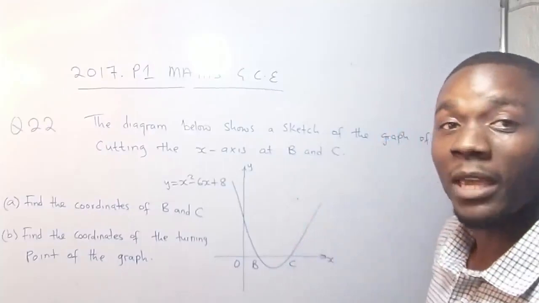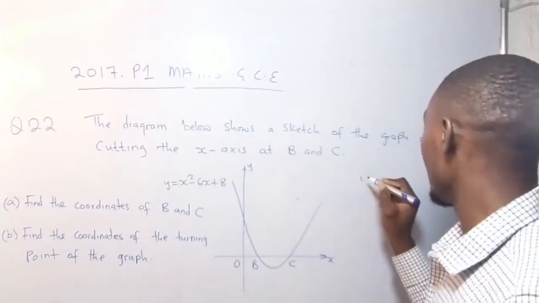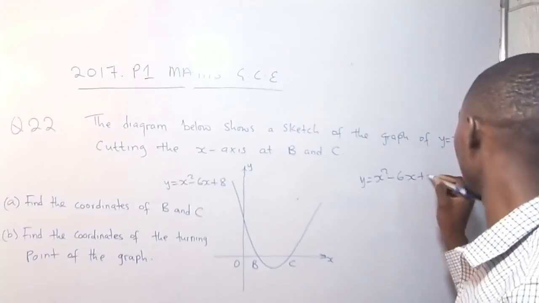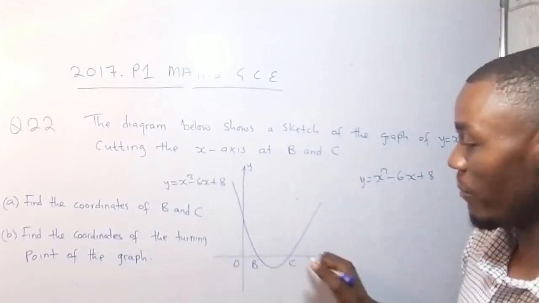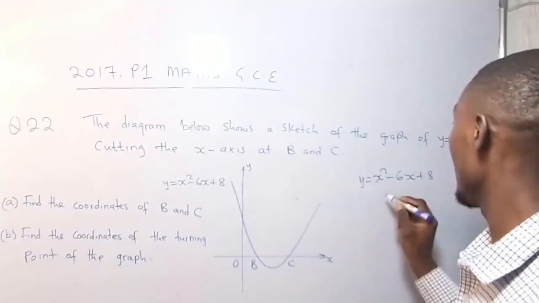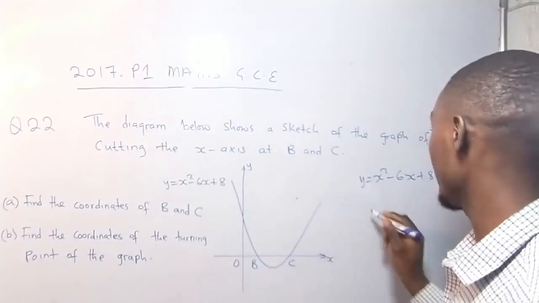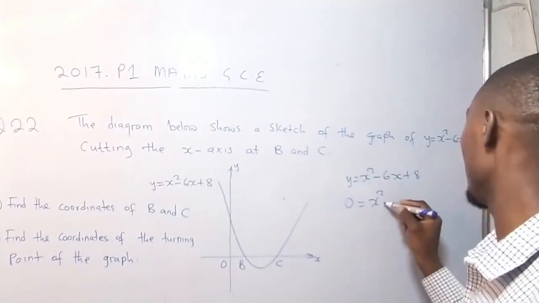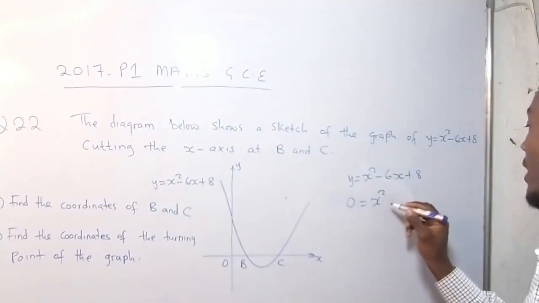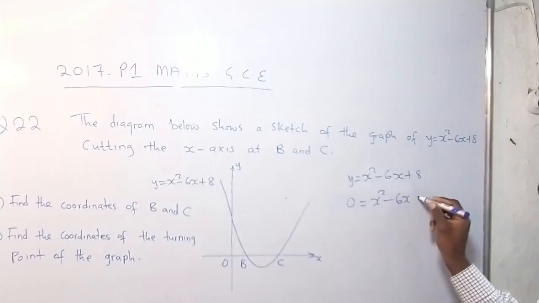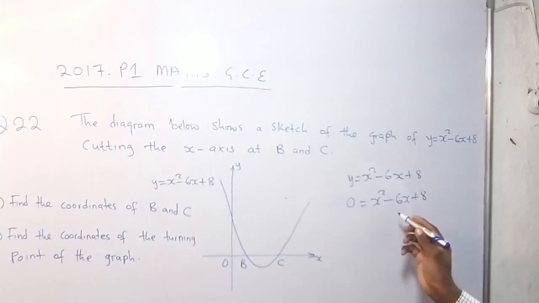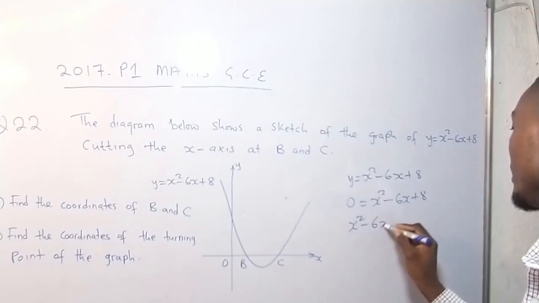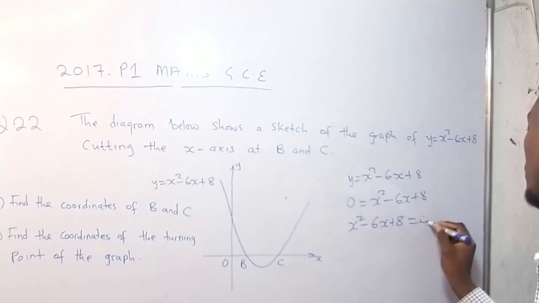Therefore, y is equal to x squared minus 6x plus 8. Since the points lie on the x-axis, the value of y is 0. So we have 0 equals x squared minus 6x plus 8. We interchange, and we have x squared minus 6x plus 8 equal to 0.